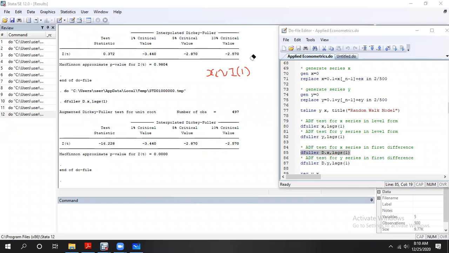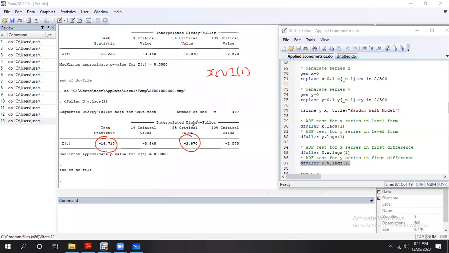Okay, now let's look at what happened for Y. When we difference Y and perform the unit root test on the time series of Y in first difference, we can see that the t-statistic for Y is negative 16. Of course, it's much smaller compared to the 5% critical value.